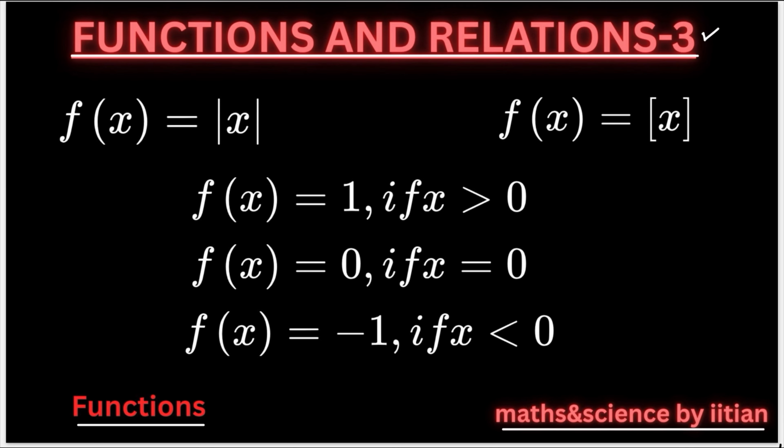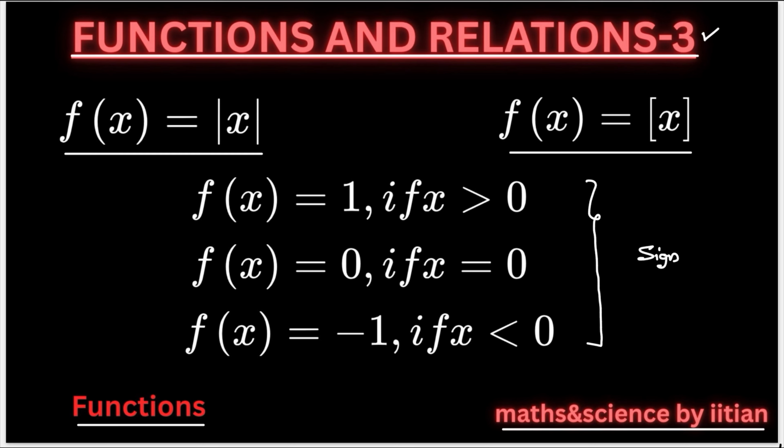Functions like f(x) is equal to mod x, and f(x) is equal to the greatest integer function, and f(x) is equal to 1 if x is greater than 0, f(x) is equal to 0 if x is equal to 0, and f(x) is equal to minus 1 if x is less than 0. This is called the Signum function.